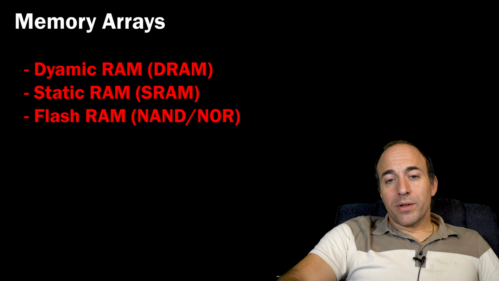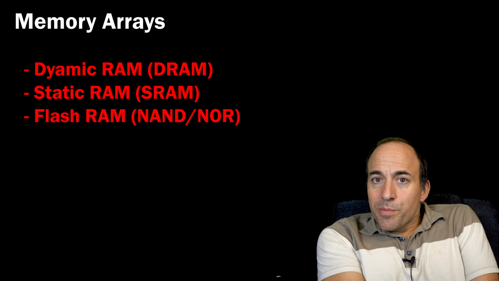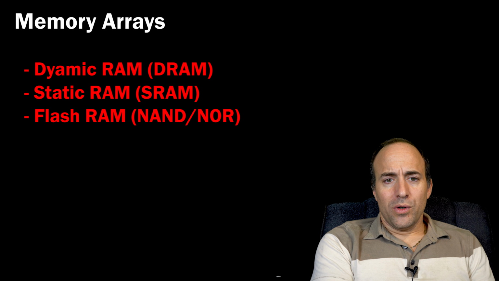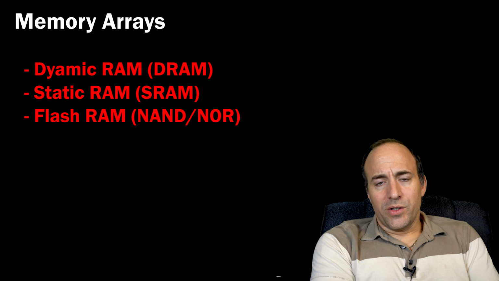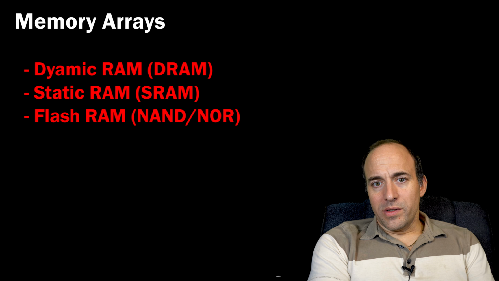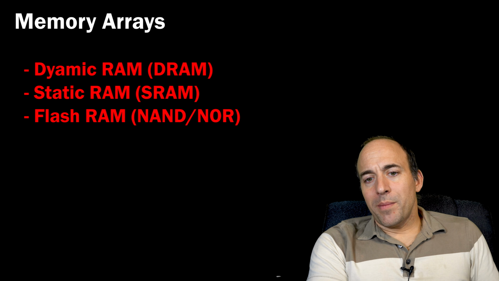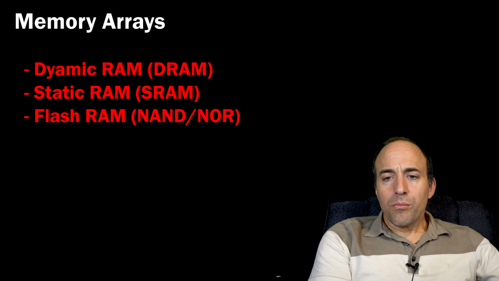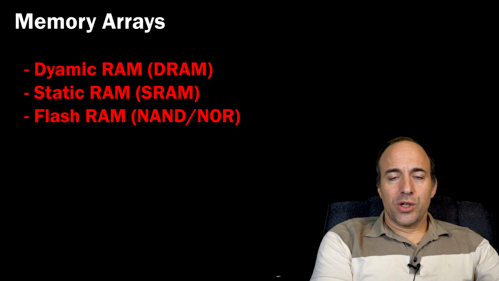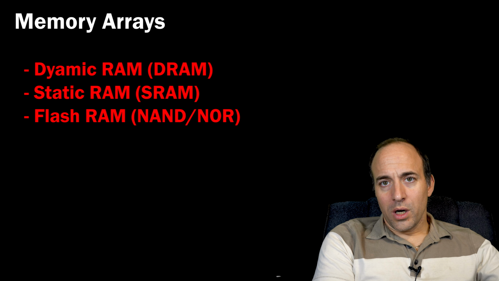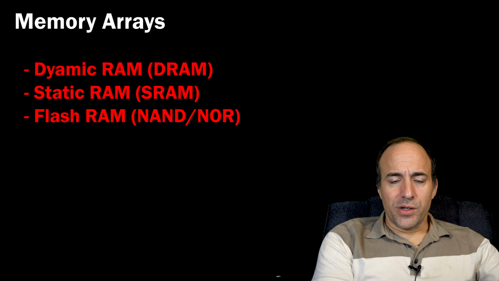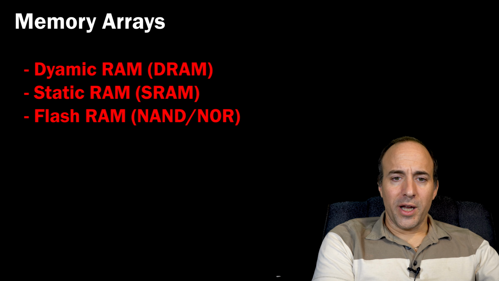The last topic we'll cover is memory arrays. At this point in the class, you're comfortable with the behavior of RAM arrays, having used them in your register file and the instruction memory. But I haven't yet covered how RAM arrays are designed. The three most common RAM technologies are dynamic RAM or DRAM, static RAM or SRAM, and flash RAM, which can be of the NAND or NOR variety. I'm not going to cover flash in this lecture. I'm going to focus on DRAM and SRAM.